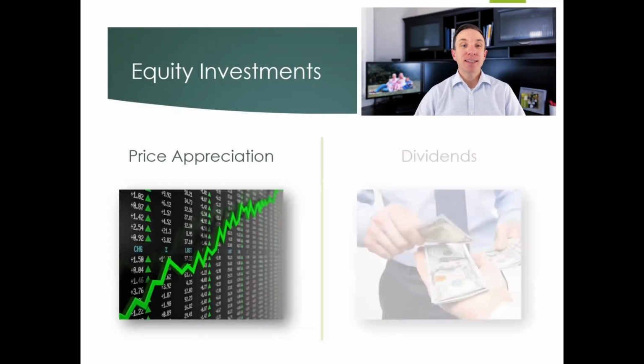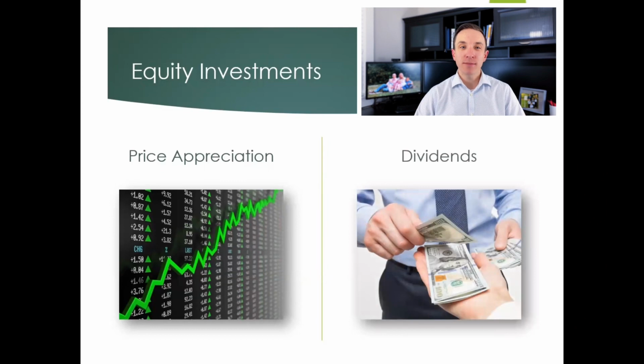The second way to see a return on an equity investment is through a dividend. If a company performs well and has excess cash at the end of the year, it can elect to distribute some of that cash to its shareholders through what is called a dividend. When this is done, each shareholder will receive an amount of cash that's equal to the distribution that has been declared by the company, multiplied by the number of shares that that individual owns.